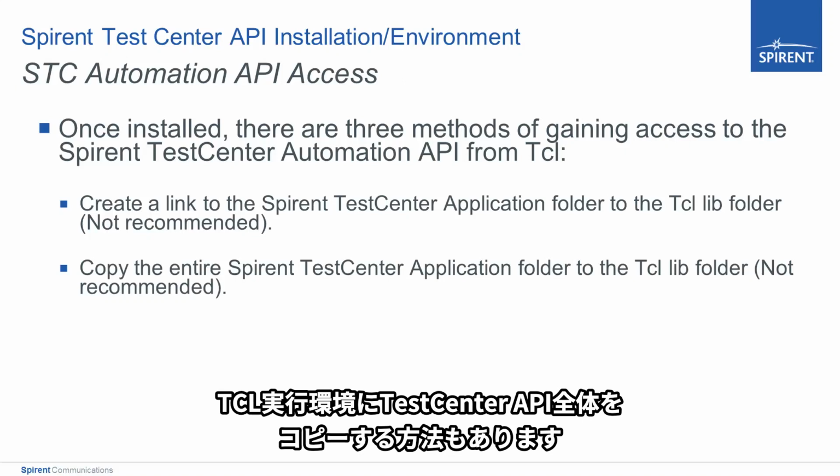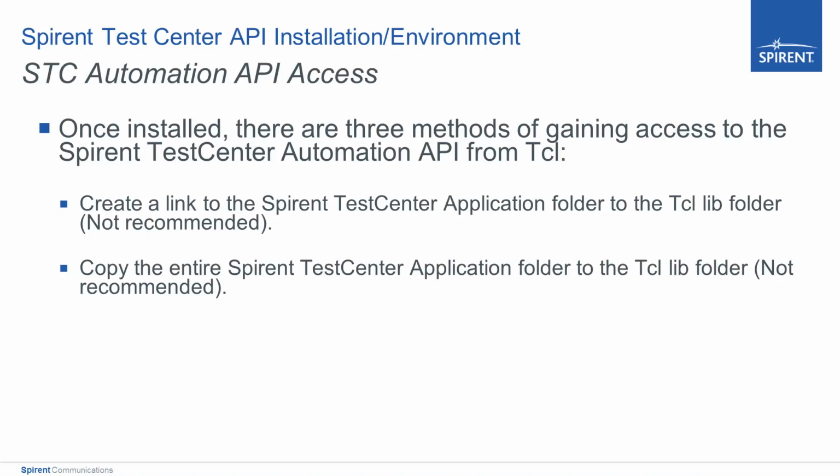You can copy the entire TestCenter application folder to the TCL lib folder. That also is not recommended. It's not really recommended to have multiple versions of the API within your file system, unless you're doing it for a reason. For example, maybe in future releases, you want to keep an old release and a new release. In that case, you can have two versions of the software. However, that's really not recommended.